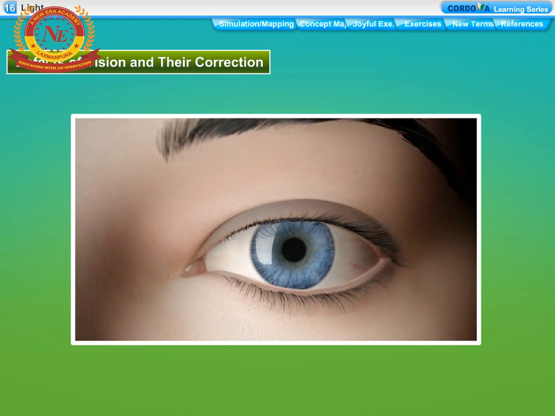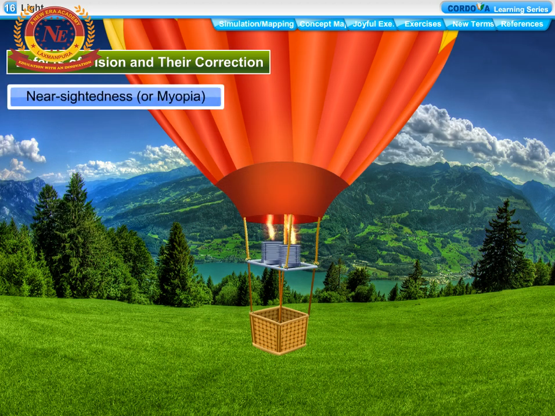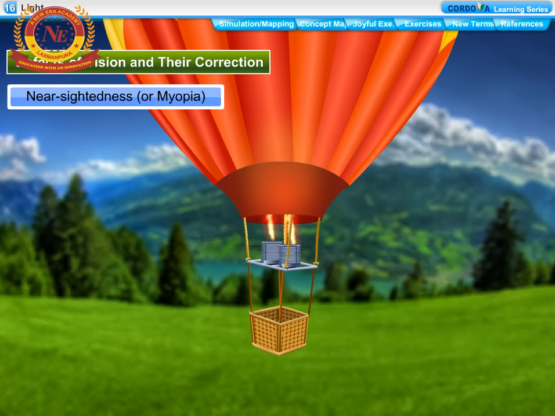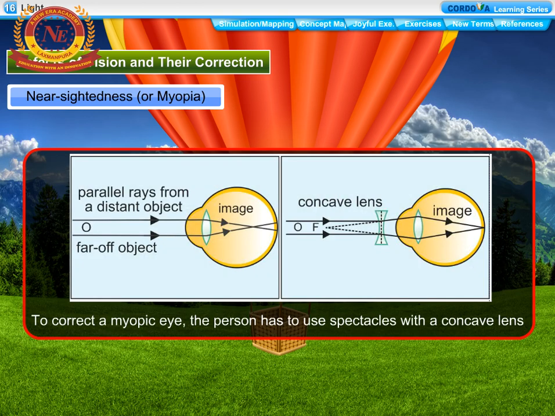The common defects of the eye are the following: nearsightedness or myopia. A person with myopia or nearsightedness can see nearby objects but cannot see distant, far-off objects distinctly. To correct a myopic eye, the person has to use spectacles with a concave lens.